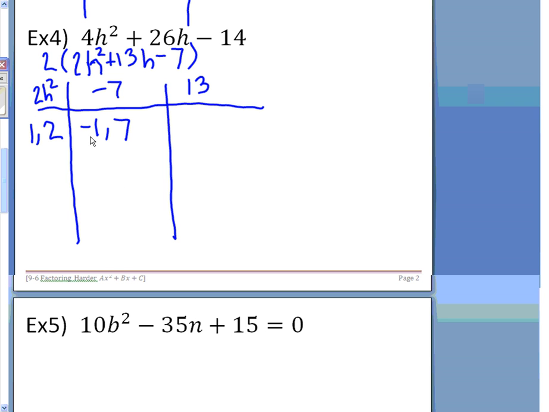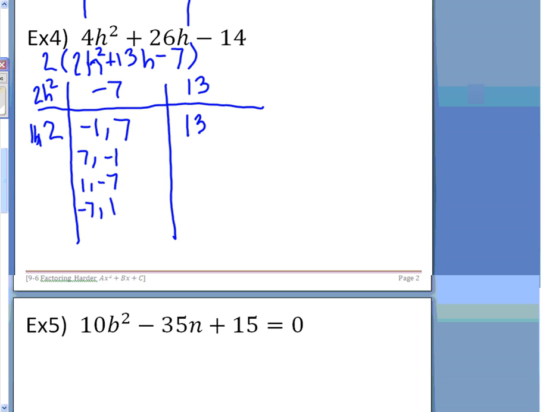1 times a -1 is -1. 2 times 7 is 14. -1 plus 14 is 13. I found it on the first try. But like I said, if that didn't work, I would then have to try 7 with a -1. Then I would have to try 1 with a -7, and then I would have to try a -7 with the 1. One of those is probably the answer. If none of those work, then you're really in trouble because you're going to have to do something else.